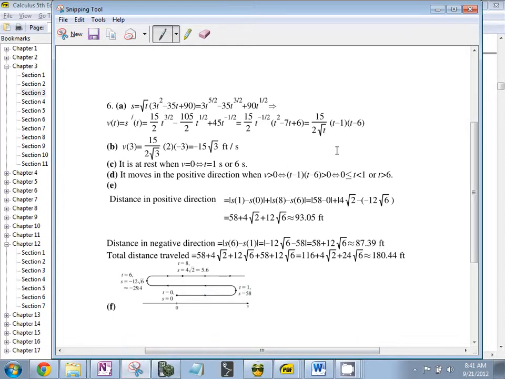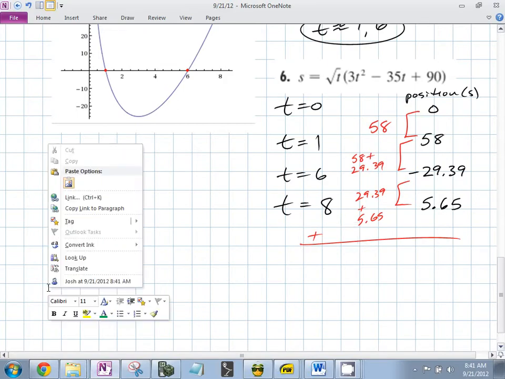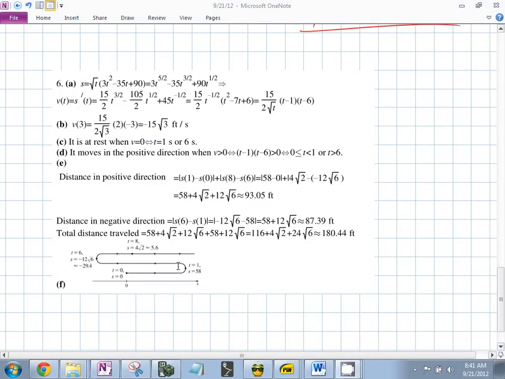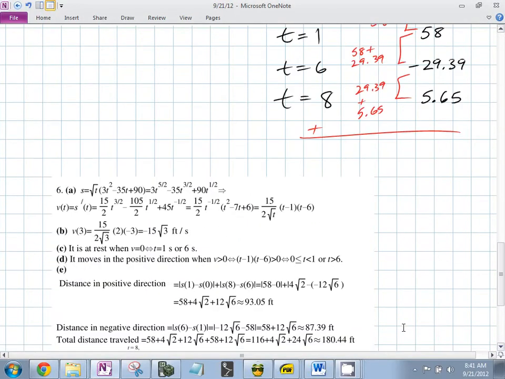Cute. Look how they factored that thing. Ew. That is so awful. But do we agree with their answer? 180.44? Yeah. Good. Check out the math that they did on this one. So did they get the same derivative we got?